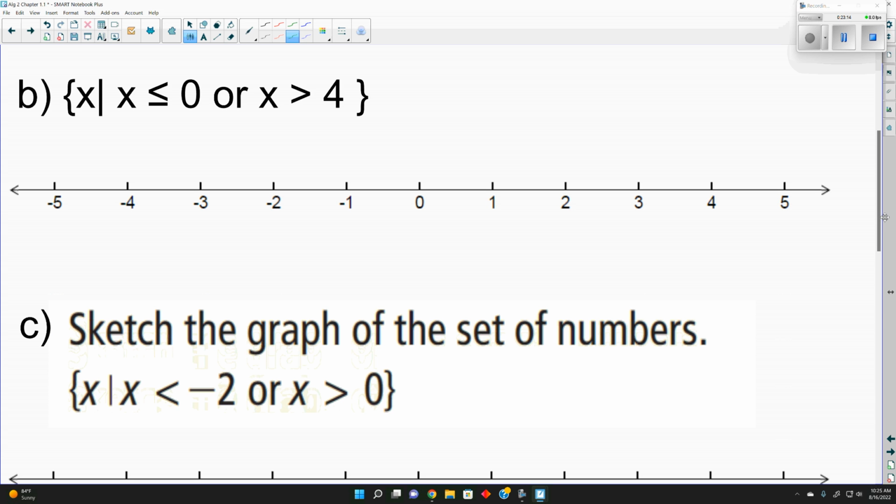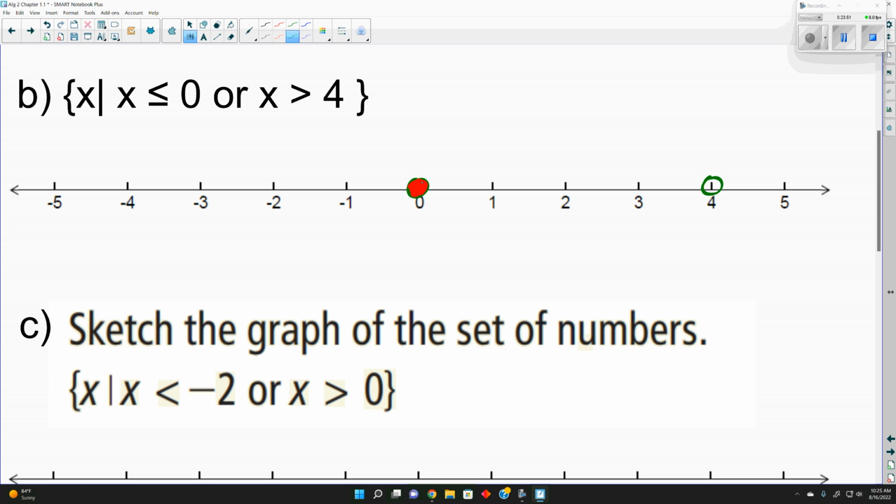The set of all real numbers x such that x is less than or equal to 0, or x is greater than 4. So again, our 2 main points of concern are going to be at what numbers? 0 and 4. So we can put a circle at 0, circle at 4. So will one of these be included? Which one? 0. So 0 will be shaded in. And 4 would not.